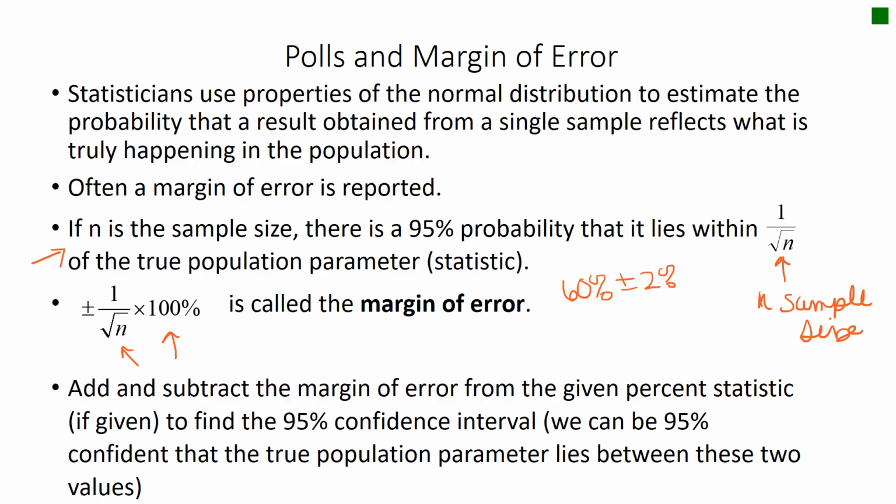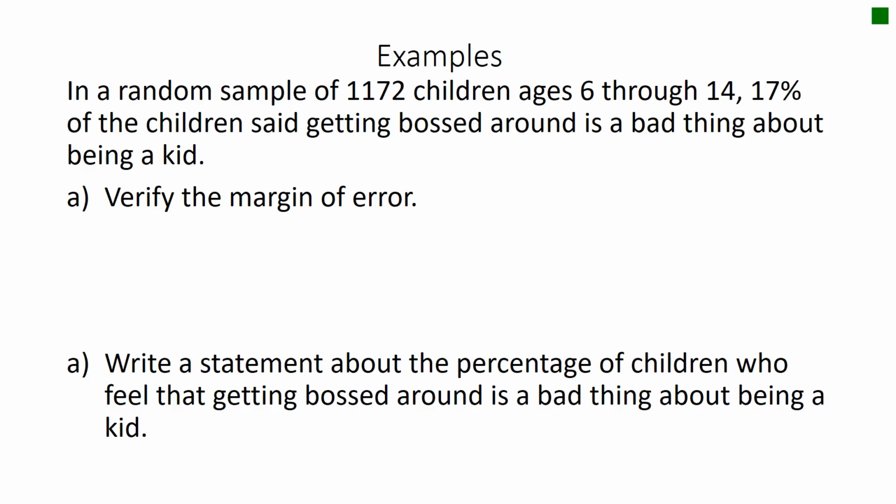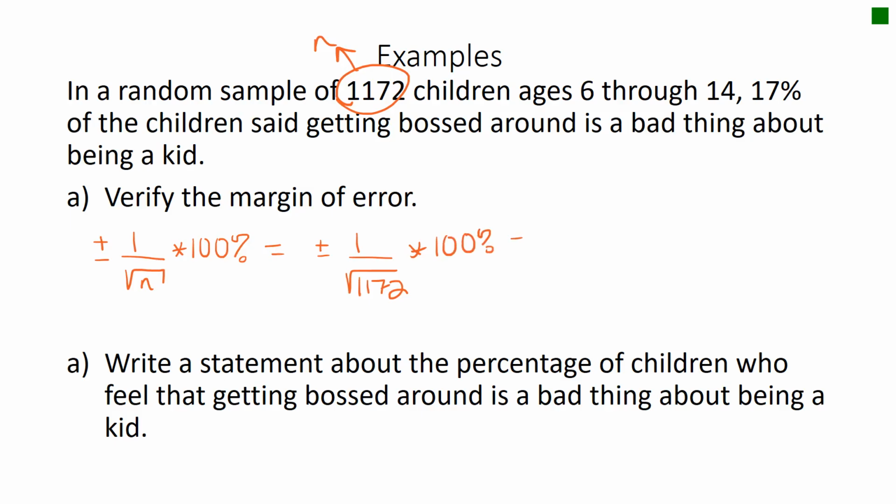Okay, so we will do one example of this. In a random sample of 1,172 children ages 7 through 14, 17% of the children said getting bossed around is a bad thing about being a kid. So let's find the margin of error. Again, it's a formula that you will need to know: 1 over square root of n times 100%, and n is the sample size. So that's our 1172. So plus or minus 1 over square root of 1172, and then we need to change it to a percent by multiplying by 100.